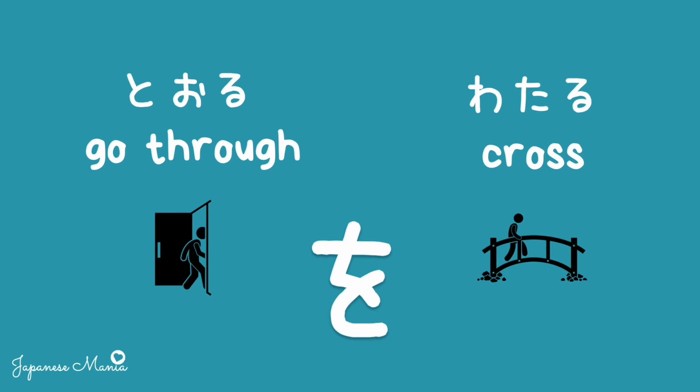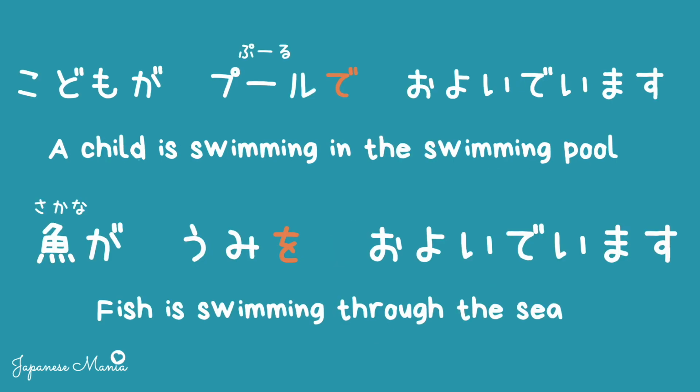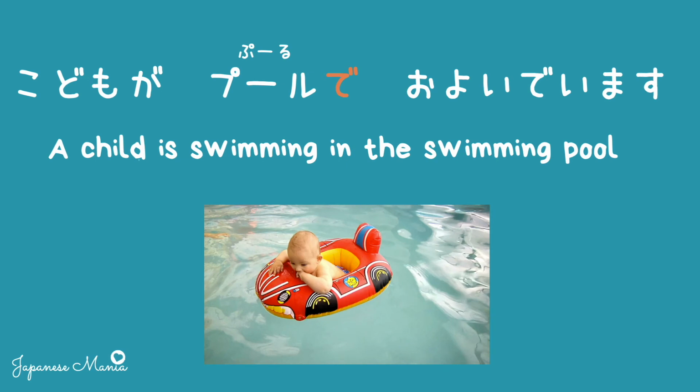Now let's compare these two sentences. 子供がプールで泳いでいます。魚が海を泳いでいます。In the first sentence, a child is swimming in the swimming pool. Pool is a place with limited size and people usually swim in it or swim back and forth inside the swimming pool, not necessarily aiming at reaching a certain goal. Here, reaching from point A to B is not the point of focus.